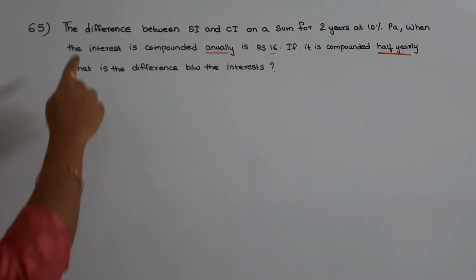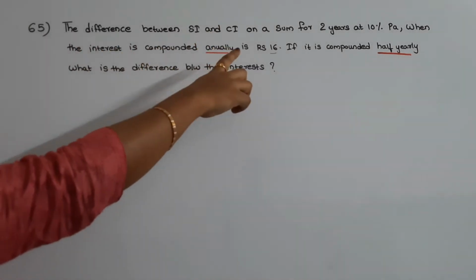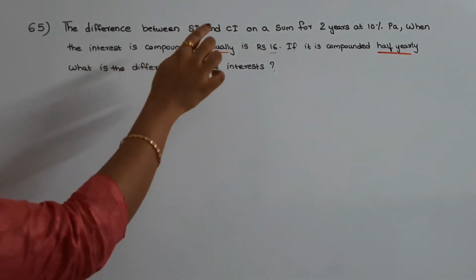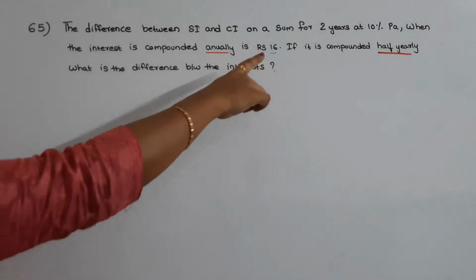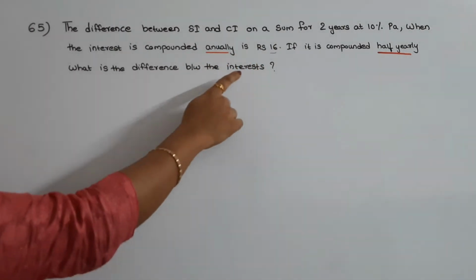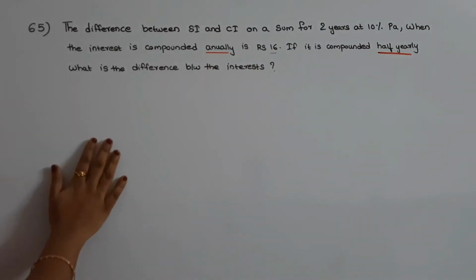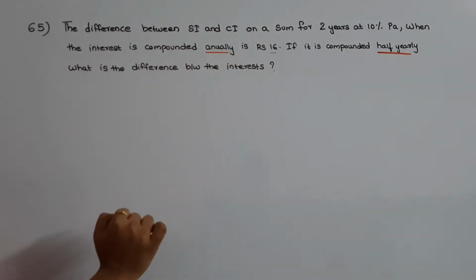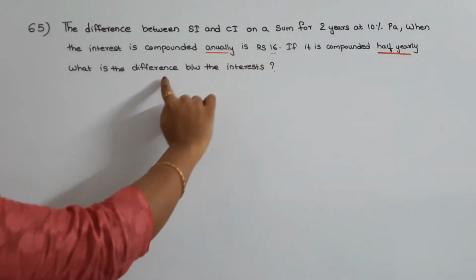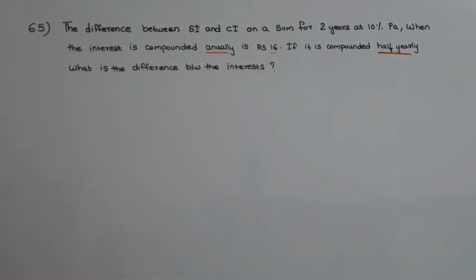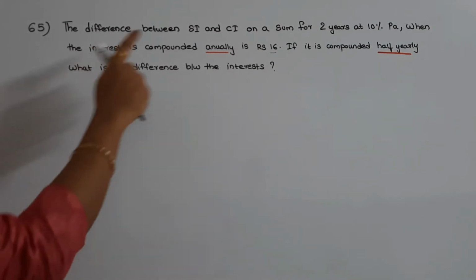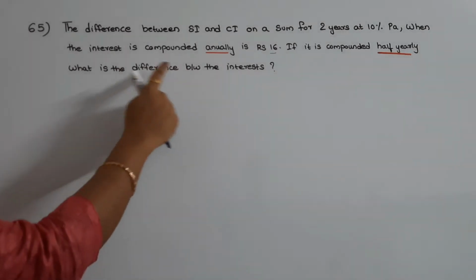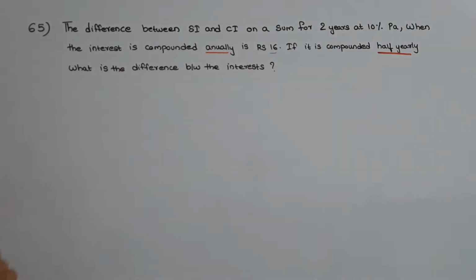The next question is the difference between simple interest and compound interest on a sum for 2 years at 10% per annum when the interest is compounded annually is rupees 16. If it is compounded half yearly, what is the difference between the interest? In this question they have given the difference between simple interest and compound interest when it is compounded annually. So we need to find their difference when it is compounded half yearly. In this question the principal is not given, so we need to find the principal first in order to find the difference between the interest when it is compounded half yearly.